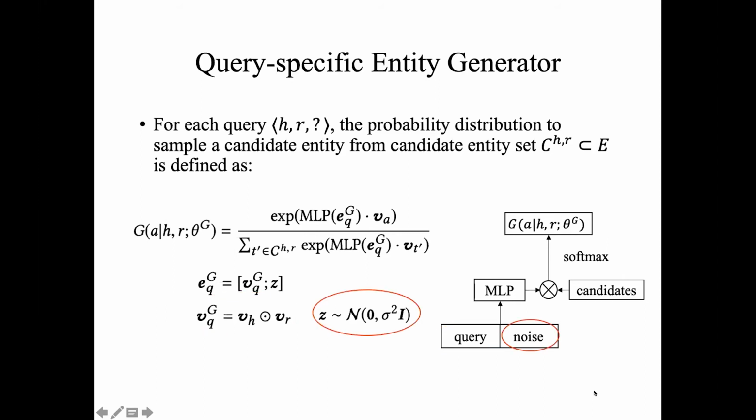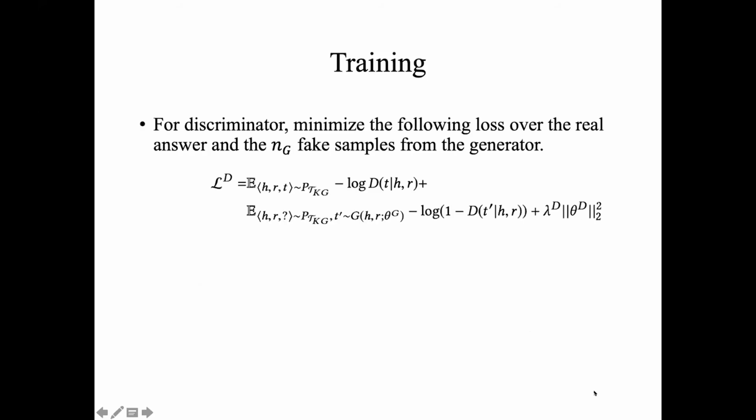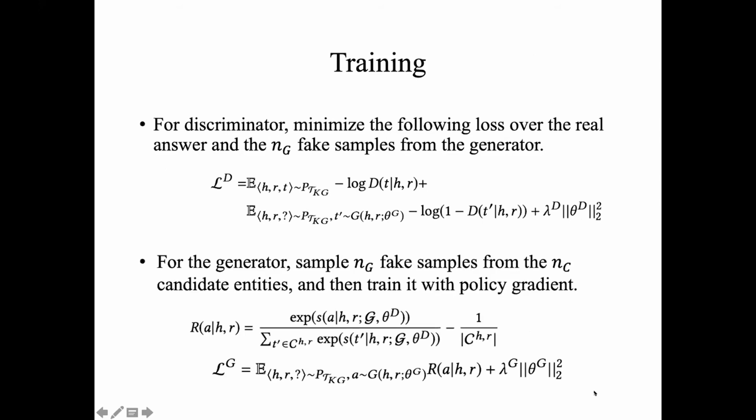After that, we concatenate the query representation with a noise Z, which is drawn from a Gaussian distribution with zero mean and covariance. And then we use a vector to score all candidate entities and form a probability distribution with softmax. For the discriminator, we minimize the loss of the real answer and the NG fake samples from the generator. For the generator, we first sample NG fake samples from the candidate pool and then train it with policy gradients. For more training details, please refer to our paper.